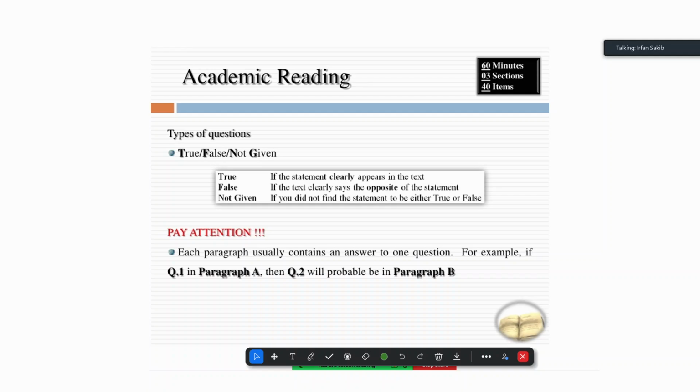But there is one important tip to remember. This is quite crucial because the questions will follow the order. Each paragraph usually contains an answer to one question, and it follows the order. For example, if question number 1 is in paragraph A, question number 2 will be in paragraph B, and question number 3 will be in paragraph C. Like that, it will follow the order. Is that clear? It will maintain a serial or a sequence.